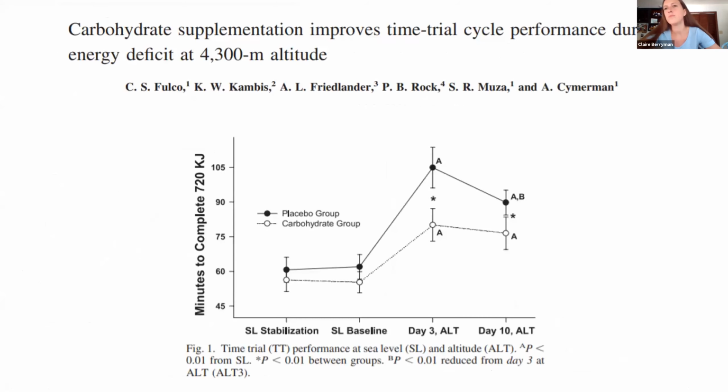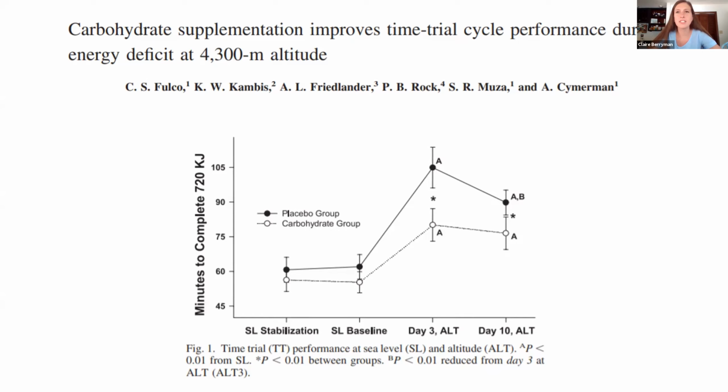This study by Fulco and colleagues was a time trial done at sea level and high altitude. Before the time trial, individuals did 40 minutes of fasting steady state exercise on a cycle ergometer and then a self-paced maximal effort time trial. The max effort continued until participants completed 720 kilojoules of work. They completed the sea level test twice, and then also on day 3 and day 10 at high altitude.